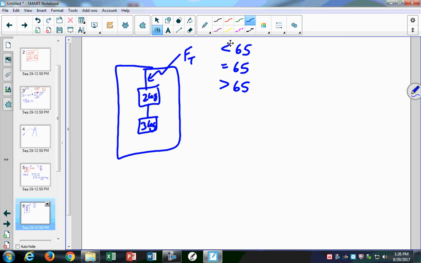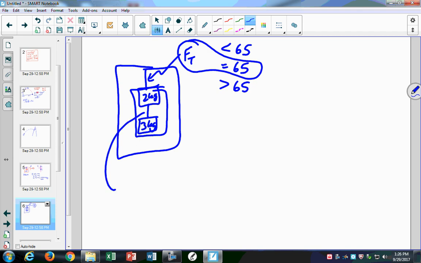I could just imagine that this is just one big 5 kilogram block. If I were to find the tension here, I would work it the same way, but just assuming that M is equal to 3 kilograms. The 2 kilogram doesn't even affect that problem at all. Okay?